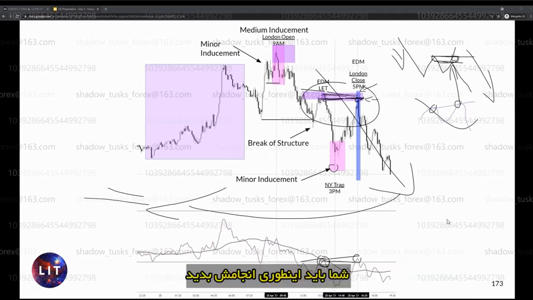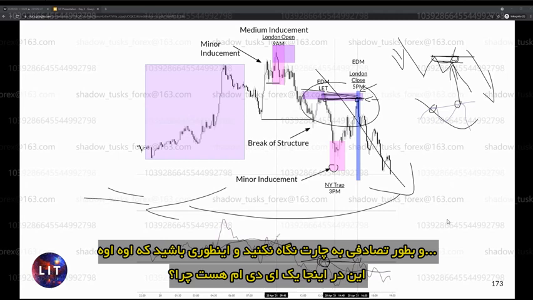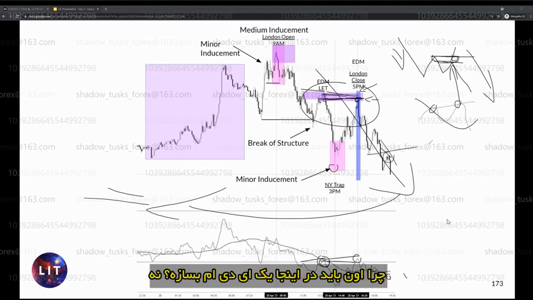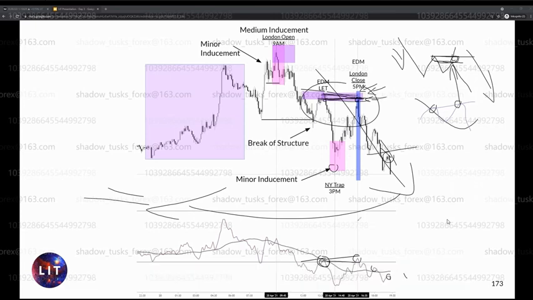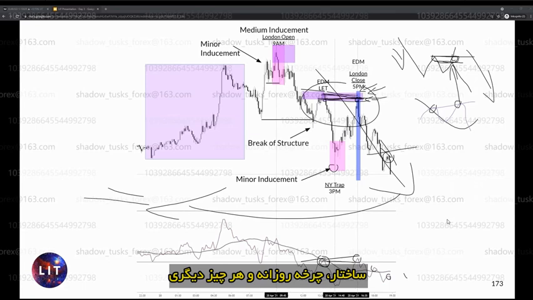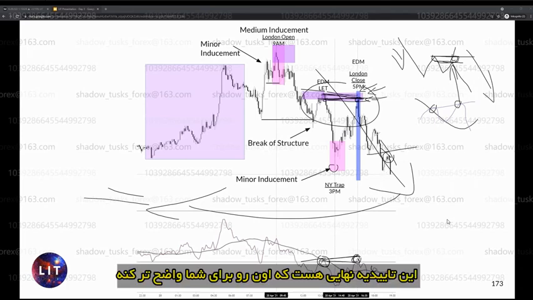That's how you should do it. Not randomly look at the chart and say, oh, that's an EDM in here. Oh, why would it make an EDM here? No. This is confirmed by time, price, mitigation, everything, right? Structure, daily cycle, everything. And then additionally, it's an EDM. It's not the reason we take the trade, it's the final confluence to make it more clear for you.